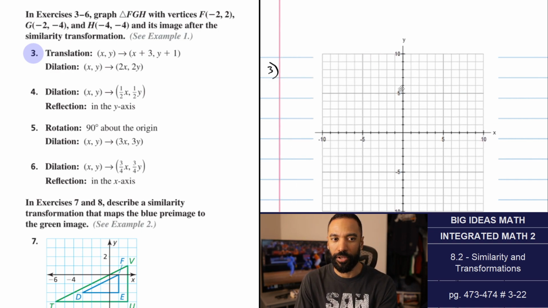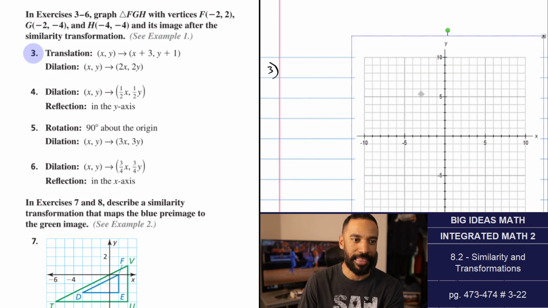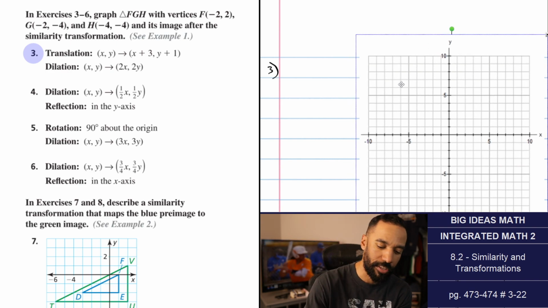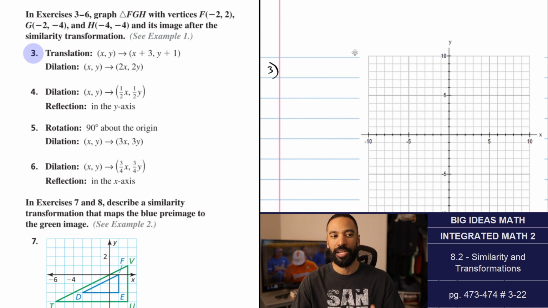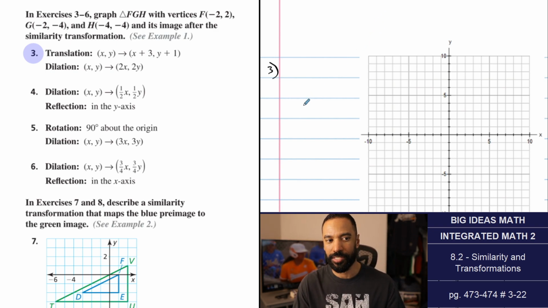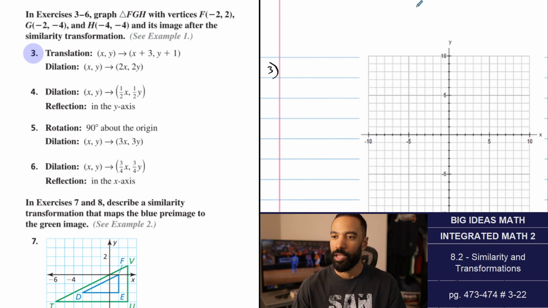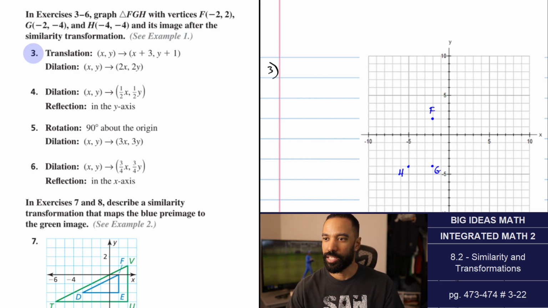All right, next exercises 3 through 6. We are going to graph triangle FGH with those vertices, and then we're going to do the following transformation. So at least we get to practice these ones, all of translations, reflections, and rotations alongside these dilations with the rules. So let's start with F at -2, 2, G at -2, -4, and H at -4, -4. So F, G, H, and let's apply some transformations, shall we?